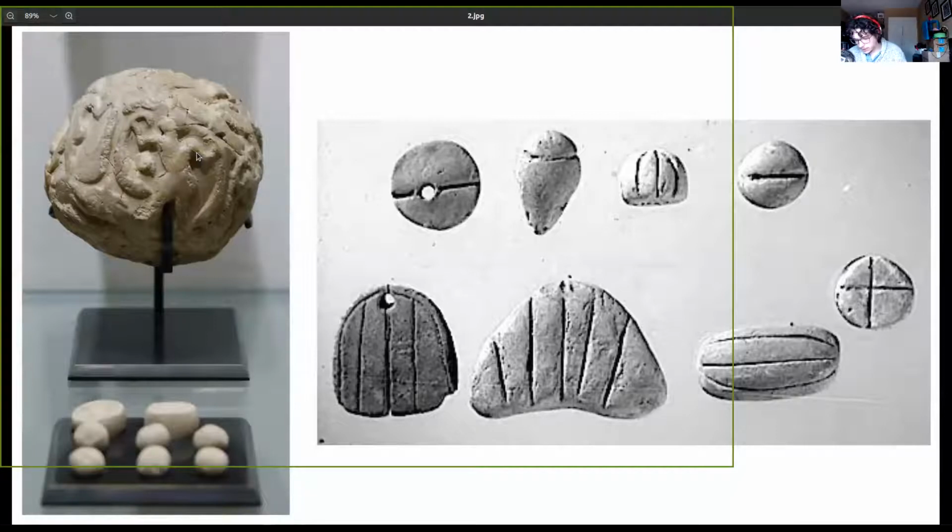So this is kind of smart. This was to prevent fraud, and the tokens were kept in this clay ball that would be smashed open upon redemption. This actually reminds me of something that I used a lot when I was growing up.